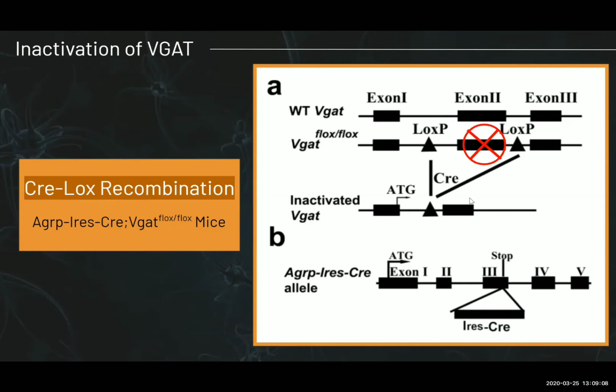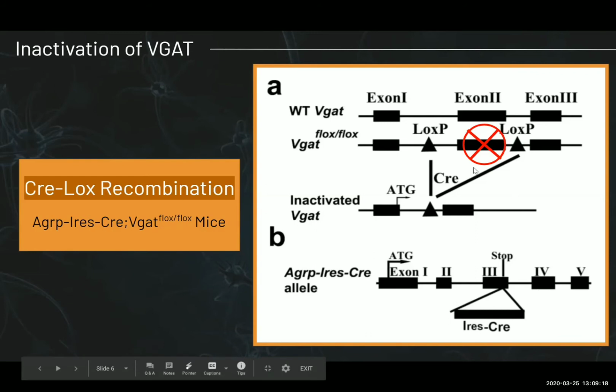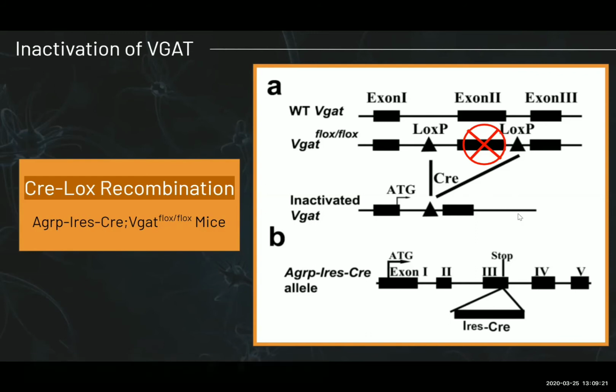But in order for Cre to be expressed in these AGRP neurons, they need to create this second type of mice, which is the bottom here, AGRP-IRES-Cre mice. And these mice just have a site-specific promoter that allows Cre to be expressed in the AGRP neurons, and only those AGRP neurons. So then they just bred the VGAT flox mice with the AGRP-IRES-Cre mice, and the offspring have not only the flox site, but also they have Cre expressed so that VGAT is disrupted and GABA cannot be released from the cell.